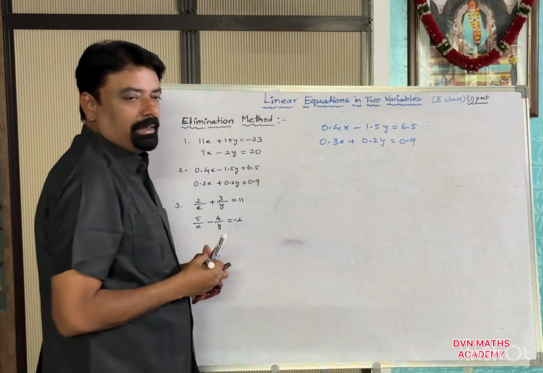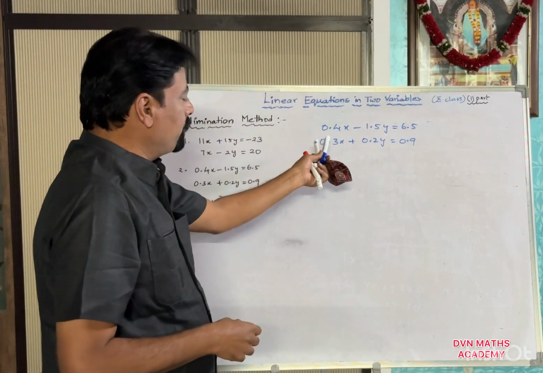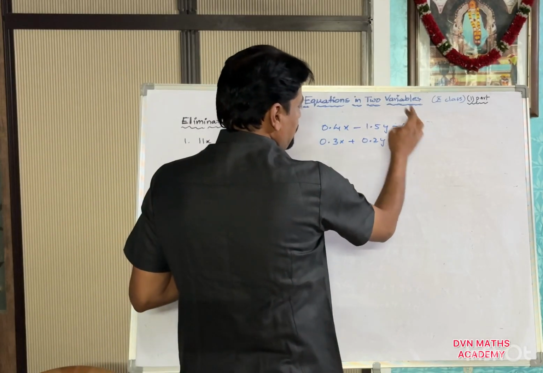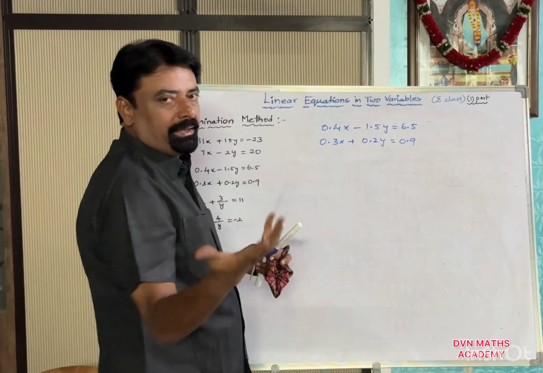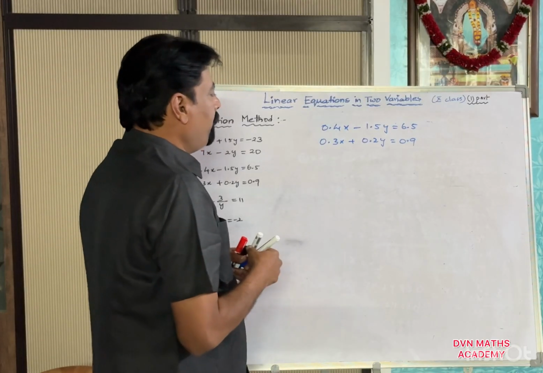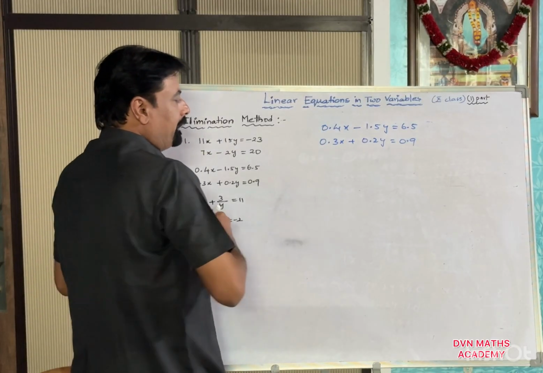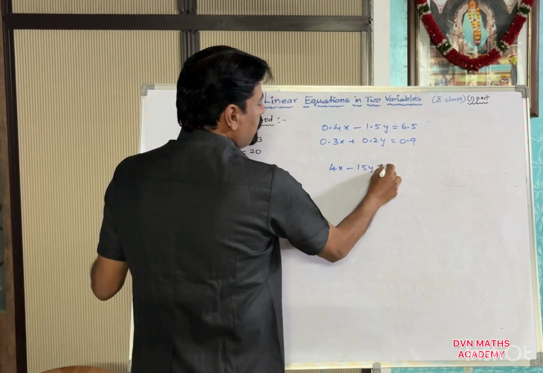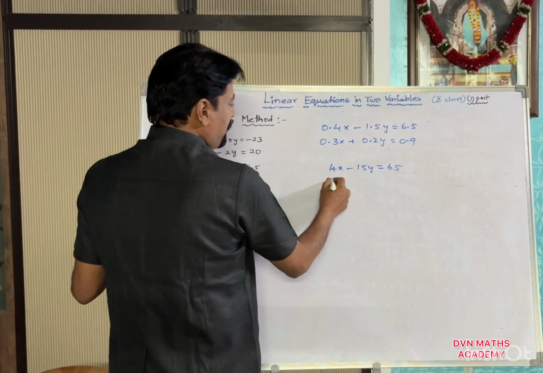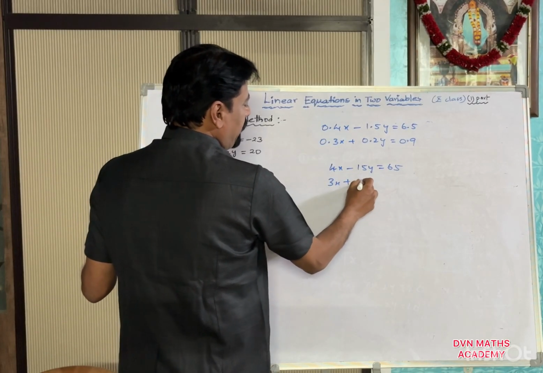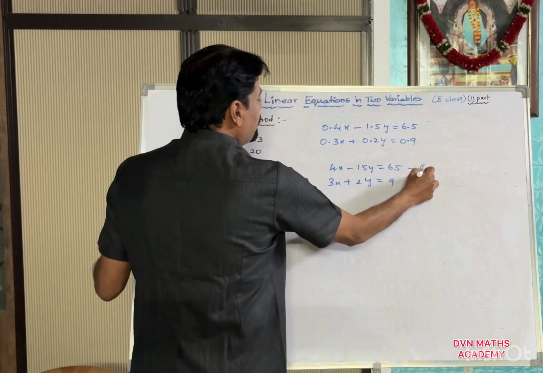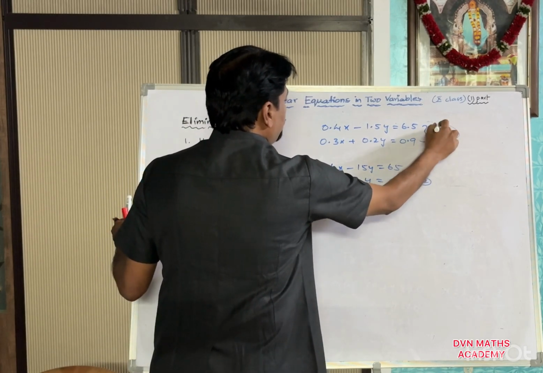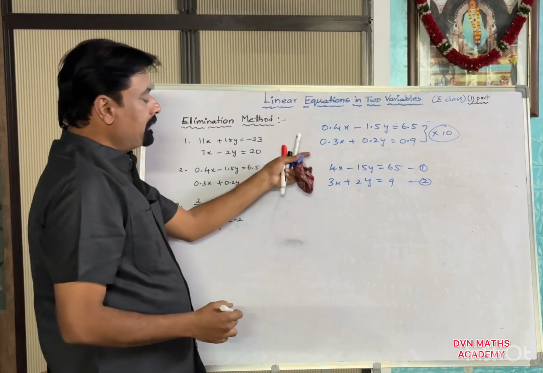If you see these equations, the coefficients of x and y are decimals. So you say this is the first equation and this is the second equation. If you multiply both equations by 10, what happened? It becomes simple, that is 4x minus 15y is equal to 65. The second equation becomes 3x plus 2y is equal to 9. So this is equation 1 and this is equation 2. Both equations I multiplied with 10.